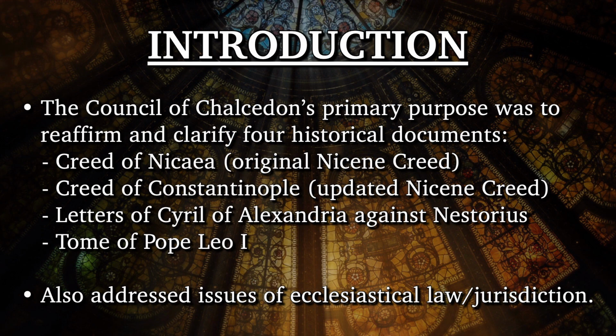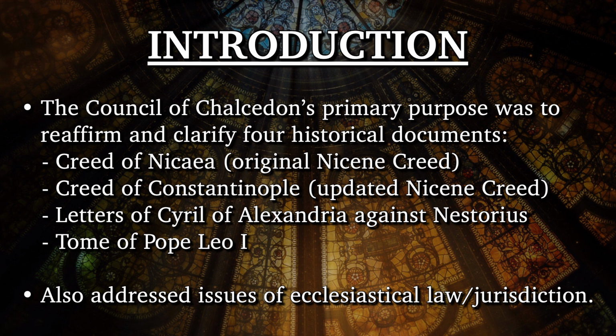So to continue on in our introduction, the Council of Chalcedon's primary purpose was to reaffirm and to clarify 4 particular historical documents. Now, we're obviously not going to cover those in terms of the substance of detail. That would take us many, many lessons. But we are referencing them here just so at least you have an idea of what they were, and B, as a reference to then be able to go and look them up and to study them yourself if you so choose. Those 4 documents in particular are as follows.